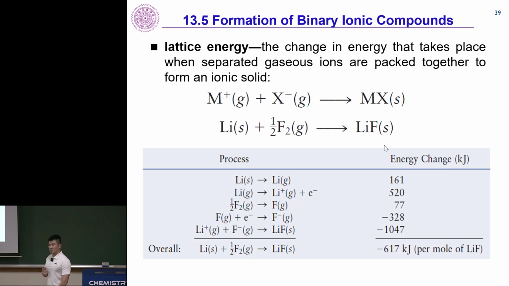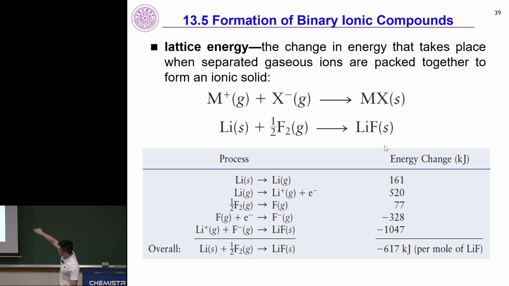Packed to form an ionic solid. So lattice energy is formally defined as gas phase separate ions going to solid phase. Right? This is something for you to actually remember. That is, the lattice energy is going from the individual gaseous ions, right? These need to be ions, so not gaseous atoms, but gaseous ions forming into the corresponding solid ionic compound. This is the definition for lattice energy.